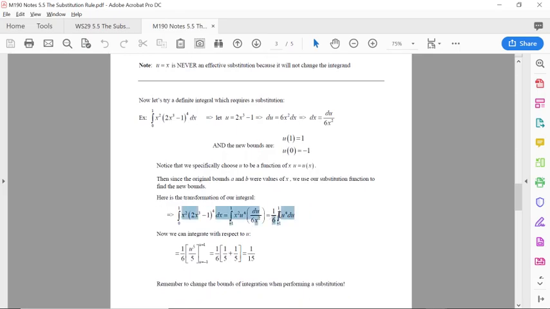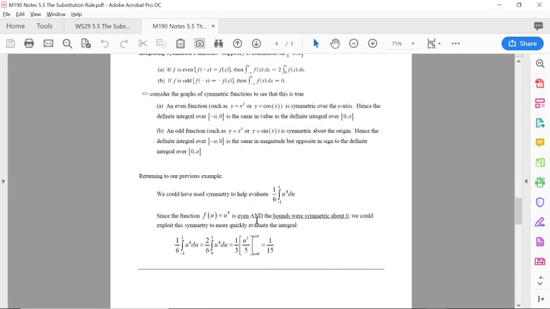Also, we can notice here that we are integrating an even function. U to the 4th is an even function because if you take negative u to the power of 4, it's the same as u to the power of 4. And we have a symmetric interval from negative 1 to positive 1. It's negative a to positive a. So when we have a symmetric interval of an even function, we can double the integral from 0 to the upper bound. Okay, so it's another way we could have evaluated it.